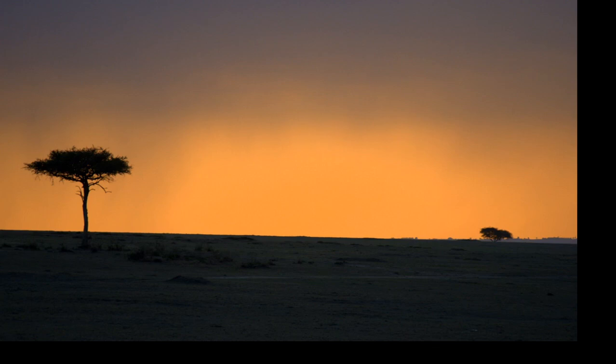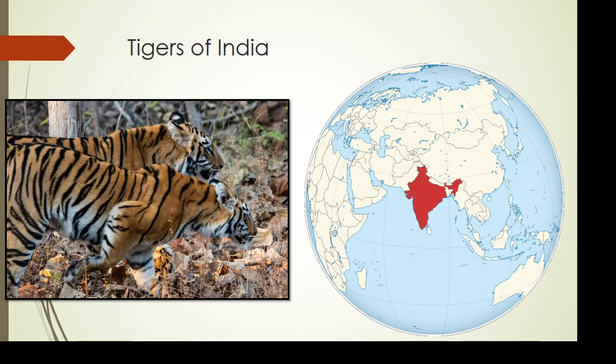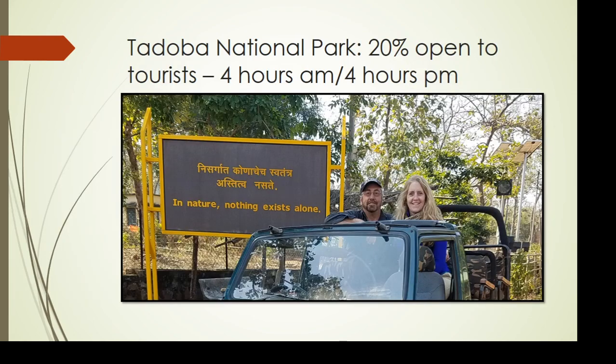So let me show you how they do things in some parts of India. I don't pretend to be an entire expert on India or how they manage tigers in India, but I will tell you about this national park that we visited in India called Tadoba. Tadoba National Park is gigantic. Only 20% of the entire park is open to tourists, and it's only open for 4 hours in the morning and 4 hours in the afternoon. 80% of the park people can't go to, and the 20% that they can go to, 16 of the 24 hours the animals have to themselves.